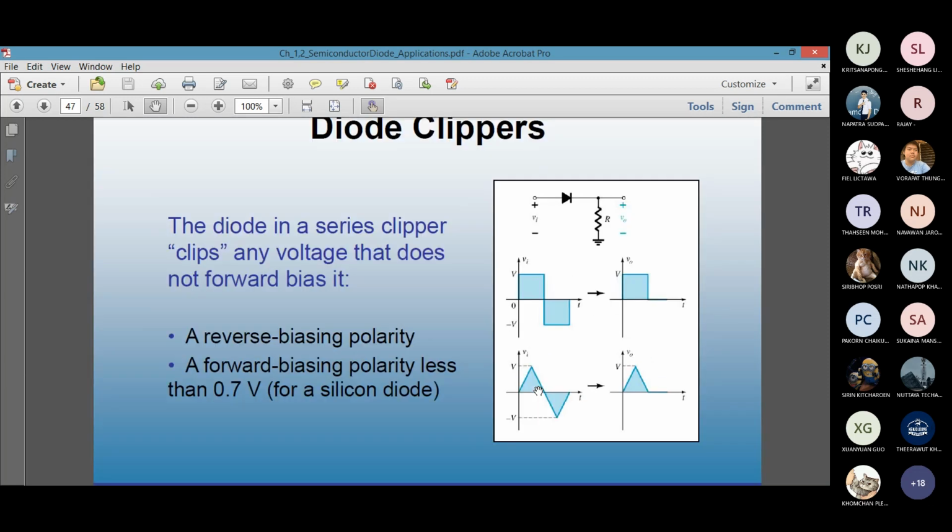We have a clipper. If you connect input and diode and then a load, you can see if the input has positive and negative peaks. On the positive half cycle, it conducts. On the negative half cycle, it does not conduct. So it cuts or clips away any part of the input voltage that does not forward bias it. This is the clipper. It's a series clipper.